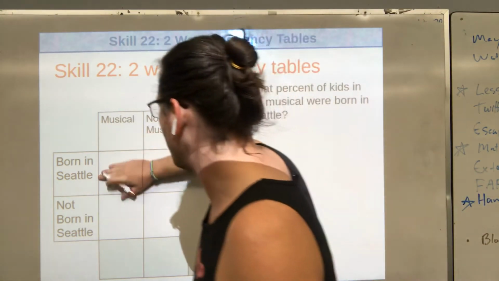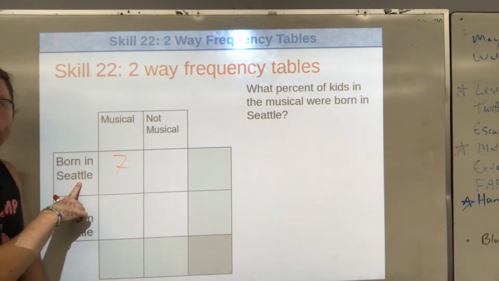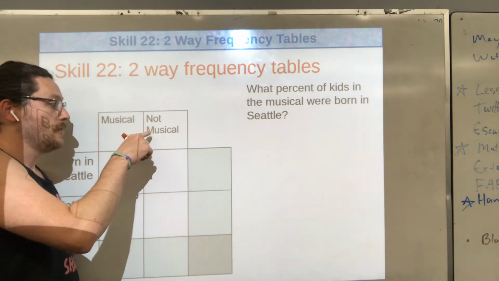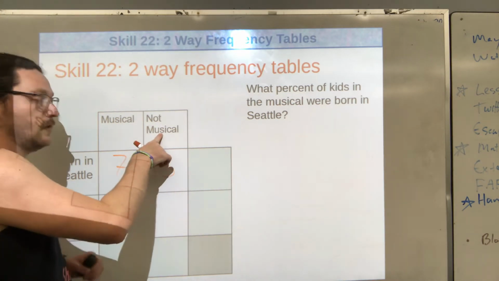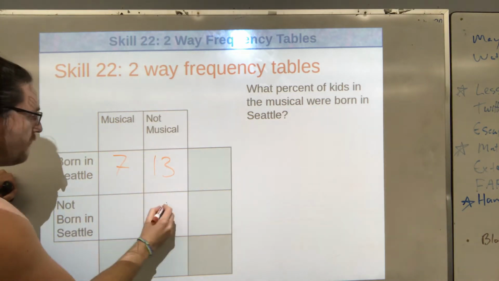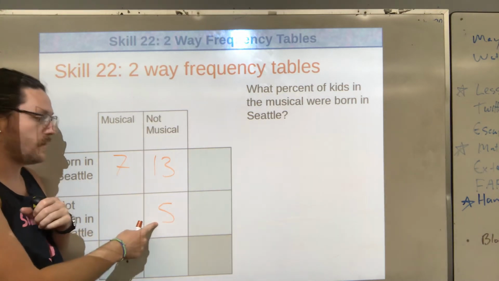And what we might end up with, maybe we've got a total of like 7 people who were born in Seattle and who were also in the musical. Okay, maybe we've got 13 people who were also born in Seattle, but these people are not taking part in the musical. Maybe there's only 5 people who were born someplace besides Seattle, but are not in the musical.